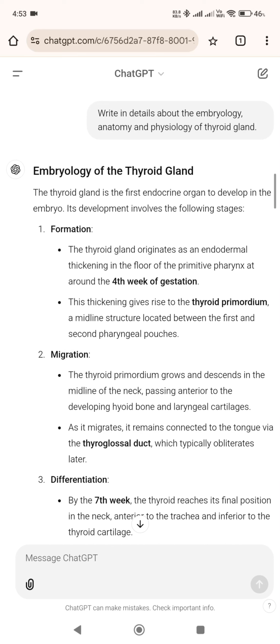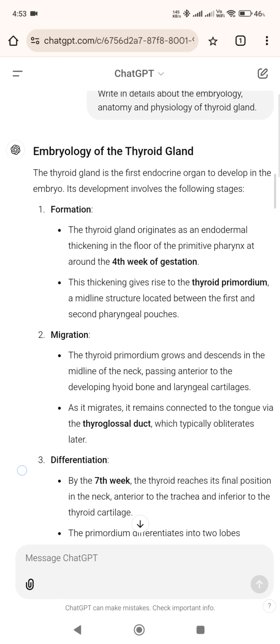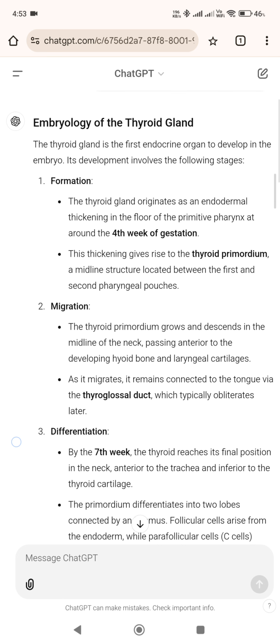Embryology of the thyroid gland. The thyroid gland is the first endocrine organ to develop in the embryo. Its development involves the following stages.